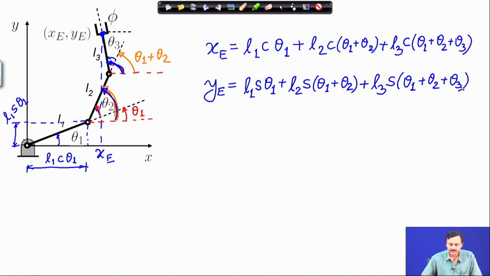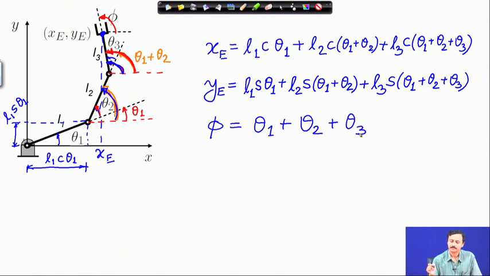What remains is the orientation angle phi. Now, you can very easily see that this full angle is the same as this angle phi. So, therefore, I can write phi as theta 1 plus theta 2 plus theta 3. So, that completes the forward kinematics problem of this 3R planar open chain manipulator.